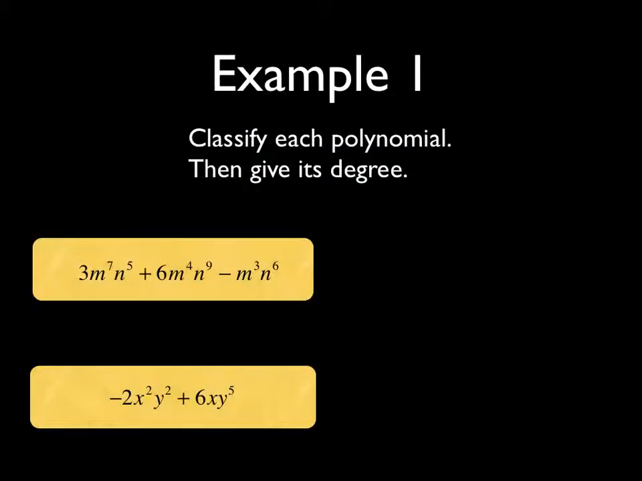Okay, so I've got a couple of examples here. I want you to classify it based on the number of terms, and then we're going to give the degree. So how many terms does that first one have? 3. So we would call it a trinomial.